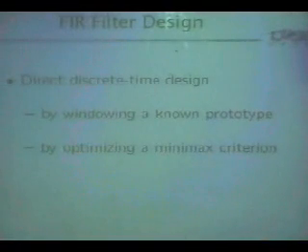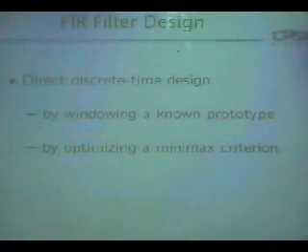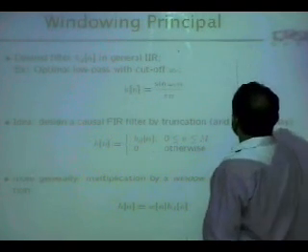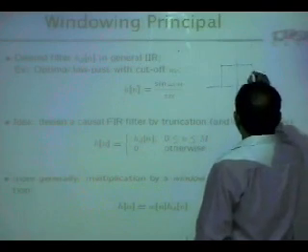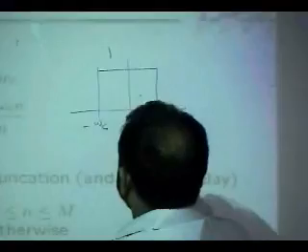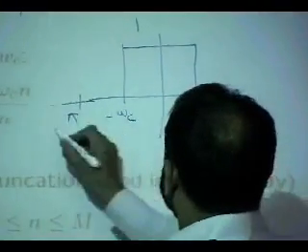One method is the windowing method, and the other one is minimizing or optimizing a min-max criteria, and I'll explain these two techniques. The windowing method is very simple to understand, as we know that this is an ideal filter, right? This is an ideal filter, omega c, minus omega c, and 1. In discrete domain, this is an ideal filter.